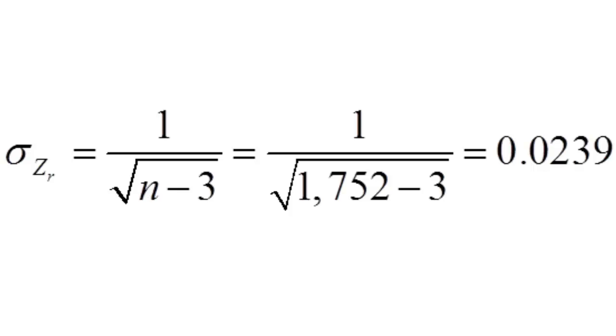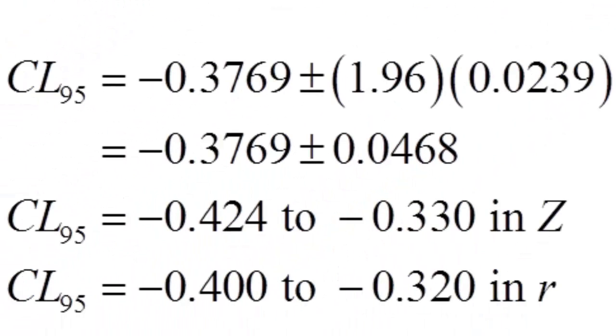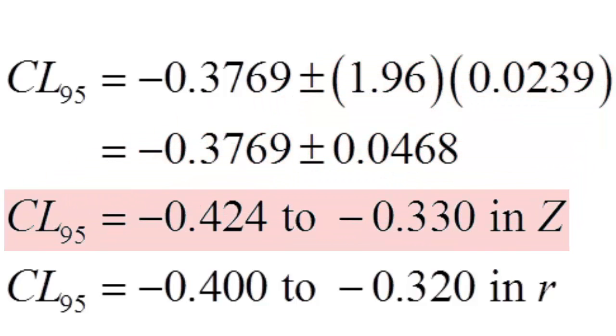And now the last thing I'm going to do is put that all together, and I'm going to say that my 95% confidence interval is centered around my Z score of minus 0.3769, and my interval extends from minus the margin of error to plus the margin of error, or 1.96 times 0.0239. So down at the bottom, you can see that my 95% confidence interval in Z goes from minus 0.424 to minus 0.330.